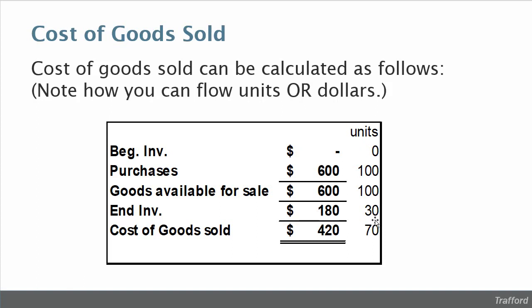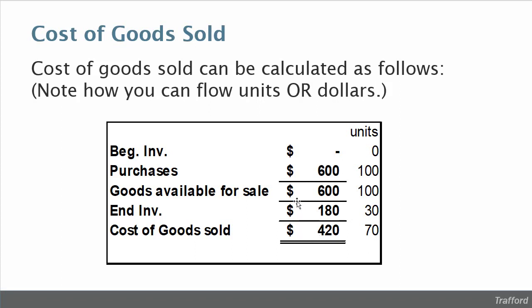If at the end of the month, you count what you have left over, 30 umbrellas, you would be able to back into the fact that you must have sold the other 70 umbrellas. The sum of beginning inventory plus purchases must equal the sum of ending inventory plus cost of goods sold. Then over here we've just multiplied everything by the correct dollar amounts.